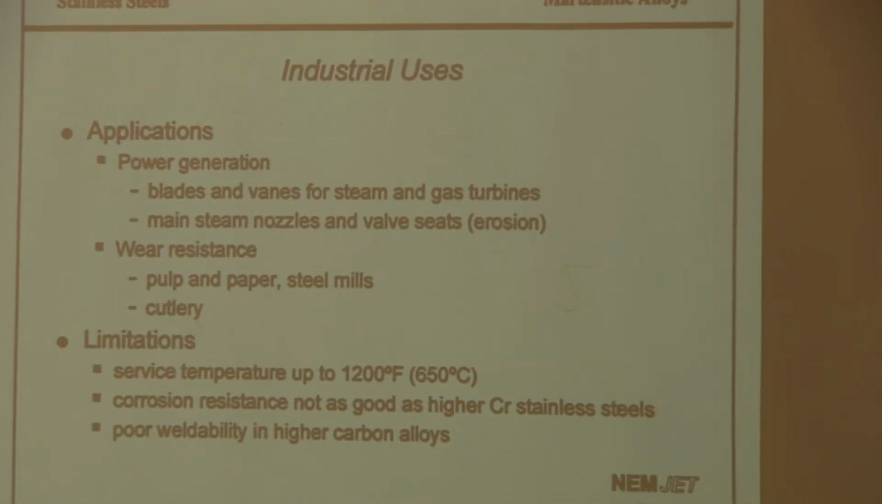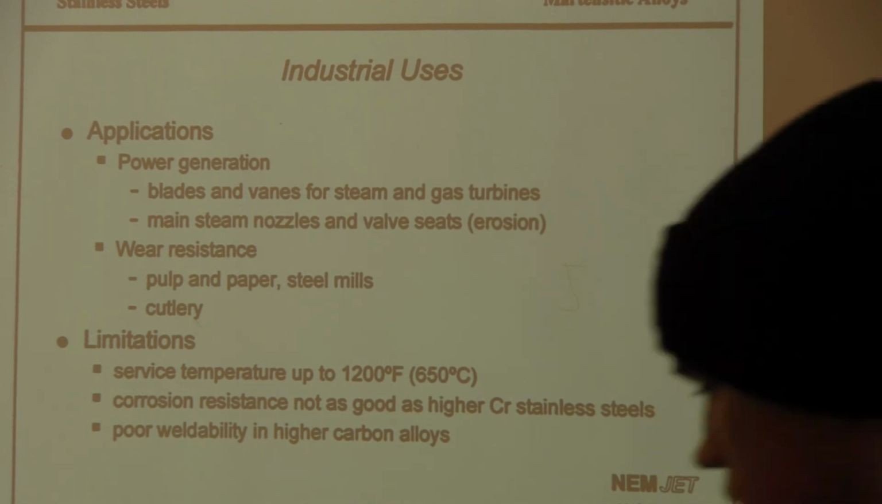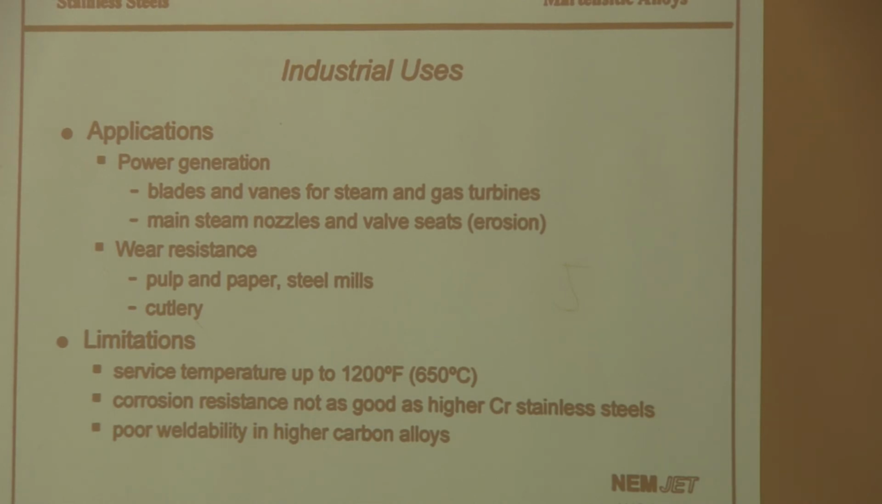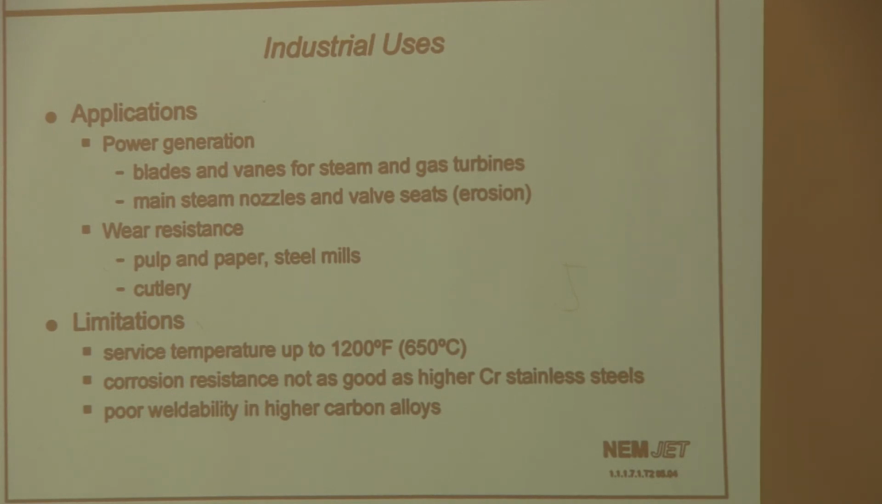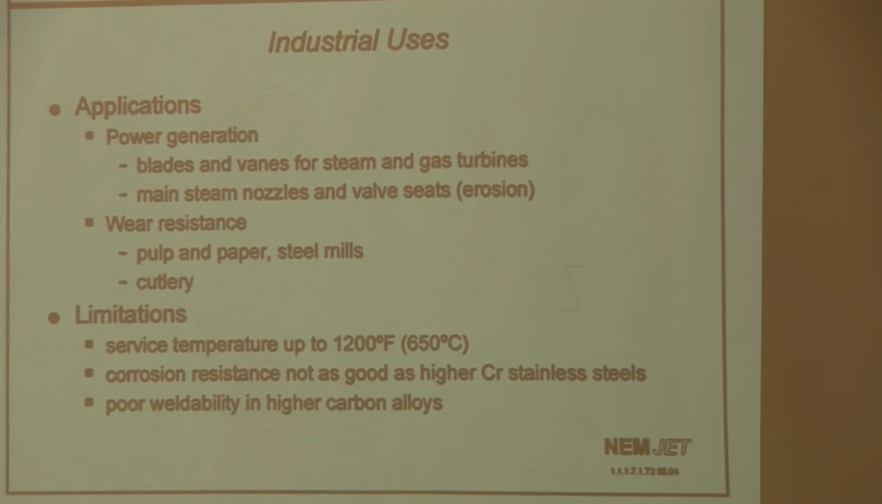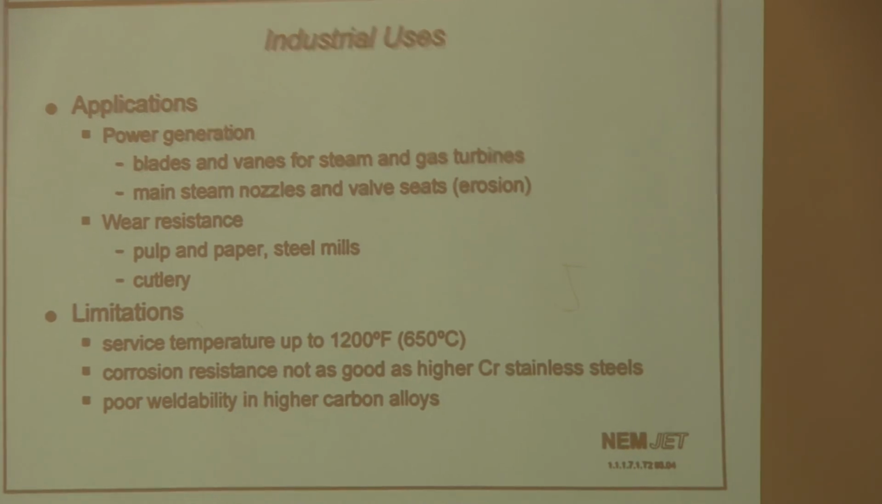Some of the typical applications for martensitic stainless steels include power generation, and you can see what those components might be: blades and vanes and nozzles and valve seats and that type of thing. Anywhere you need high hardness because you need wear resistance, such as a pulp and paper mill or steel mill. Also in cutlery, a lot of fine cutlery is made from the high chromium grades of martensitic stainless steel. I mentioned some of the limitations, the service temperatures. Corrosion resistance is not as good as the higher chromium stainless steels. And because it's a higher carbon, harder steel, the weldability is not typically as good as with austenitic stainless steels.